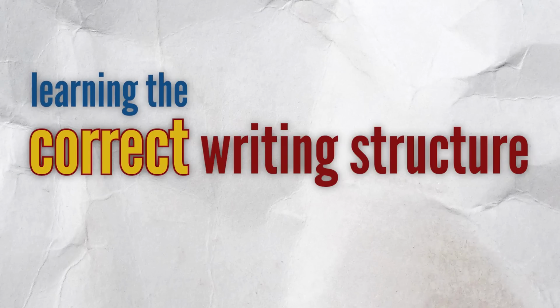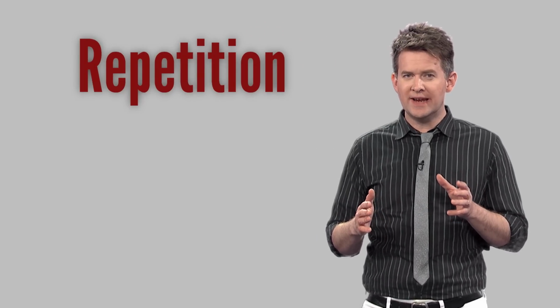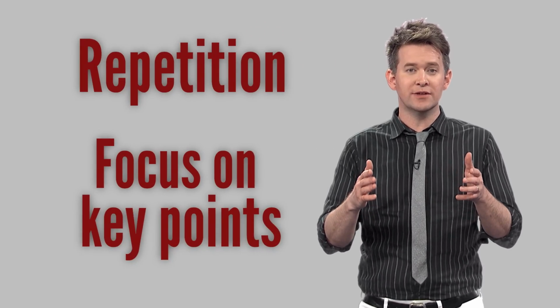The tip we're looking at first is make sure you are learning and using the correct writing structure. Correct writing structure in English follows different rules than Chinese does. You might be used to starting at one discussion point while writing and moving in a line towards other points, but English is more circular. That's right. There is much more repetition and focus on key points in English writing.